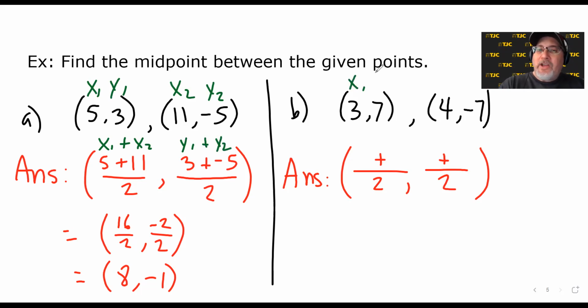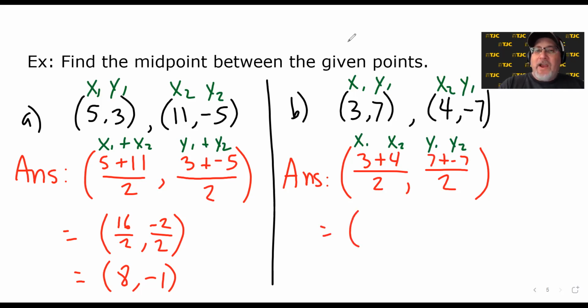If we did that over here, x1 is 3, y1 is 7, x2 is 4, y2 is -7. In the first fraction, we add x1 and x2. Well, x1 is 3 and x2 is 4. In the second fraction, we add y1 and y2. We add the y's. Our y's are 7 and -7. In the first fraction, 3 plus 4 is 7. That's over 2. In the second fraction, 7 plus -7 is 0. That's also over 2. So my 2 comments are this.